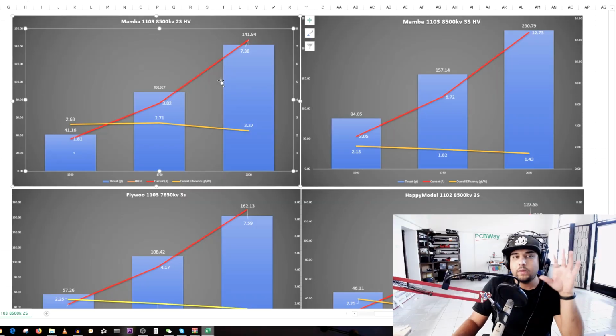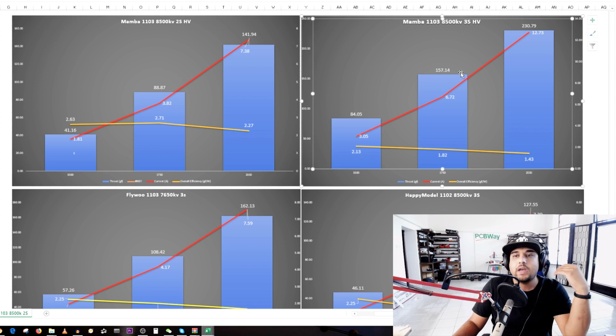So let's take a look at the results and we'll take it from there. All right, so now we're taking a look at just the Mamba 1103 8000kV. On the left, we have the 2SHV test, and on the right, we have the 3SHV test.